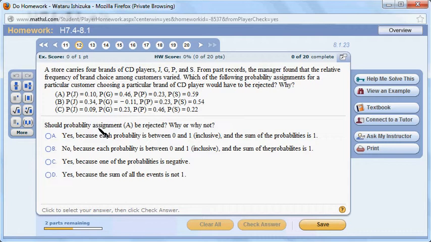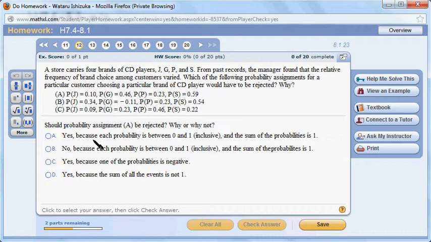So let's go back and see which one is acceptable. Should the probability assignment A be rejected? Why or why not? Look at part A. This is between 0 and 1, this is between 0 and 1, this is between 0 and 1, this is between 0 and 1. That part is okay. But if you add all these probabilities, you can see that it's going to be too big, it's going to exceed 1. So that's why this should be rejected.